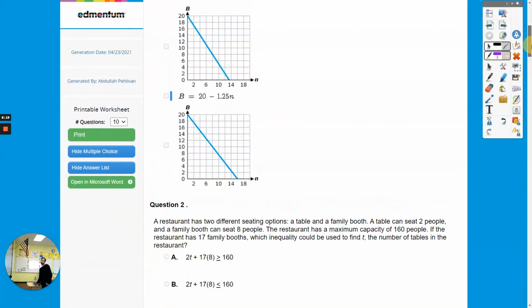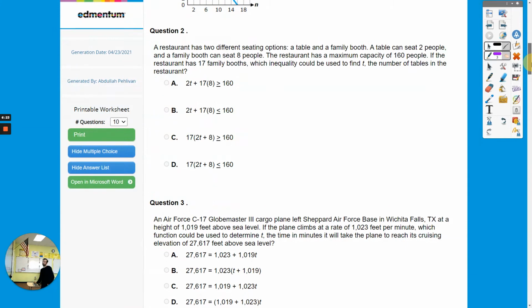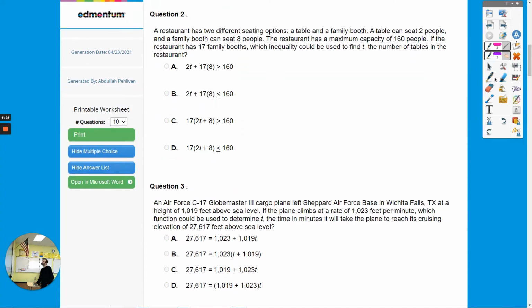Okay, this one was linear equation. This is inequality. Let's do a linear inequality question. A restaurant has different seating options, a table and a family booth. A table can seat 2 people. I'm thinking this is what I want to see. A table can seat 2 people. That's probably the expression that I need in an equation or inequality.